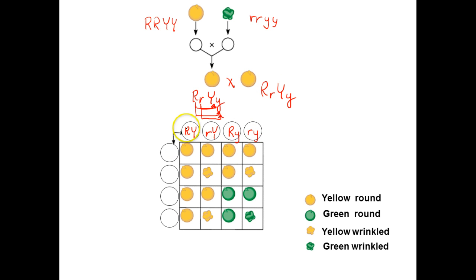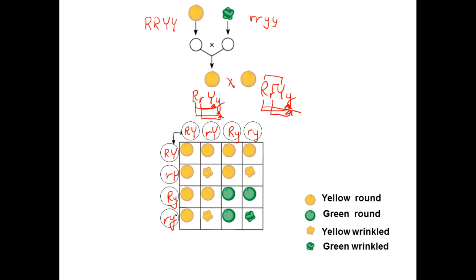So let me do this again. This is one parent. Now for this parent, we do the same thing. Take the first with the first, that's big R, big Y, and then the second with the first, that's small r, big Y. Then take the first with the second, that's big R, small y, and then the second with the second, that's small r, small y.